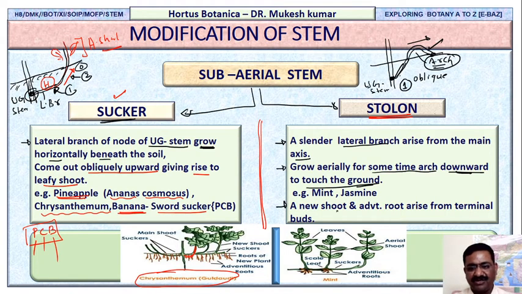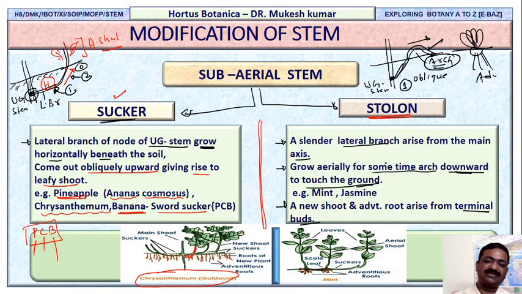Yes, see, the new shoot or adventitious root arises from the terminal buds. This will be here. This adventitious root will grow, and in the upper part again the shoot will grow, isn't it? So these are the characteristic features of a stolon.